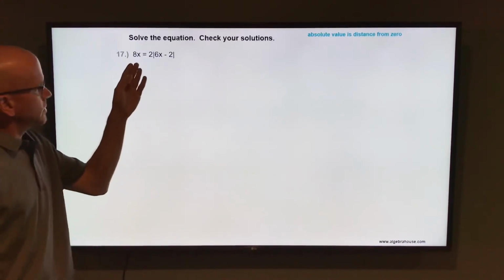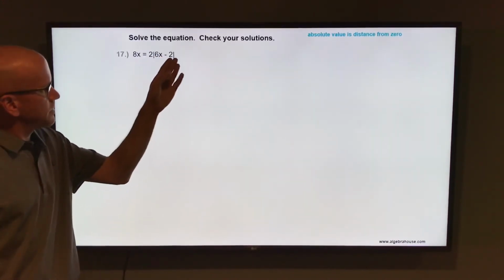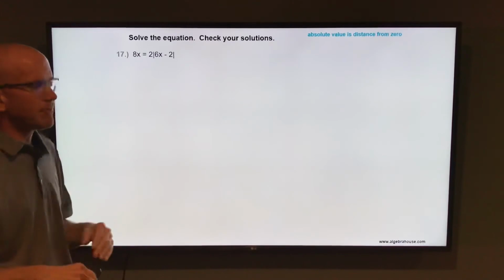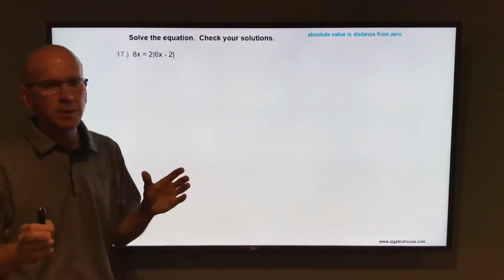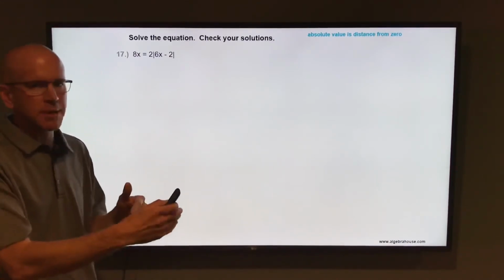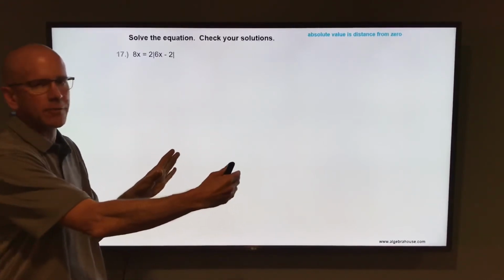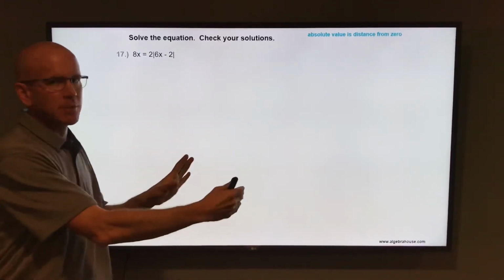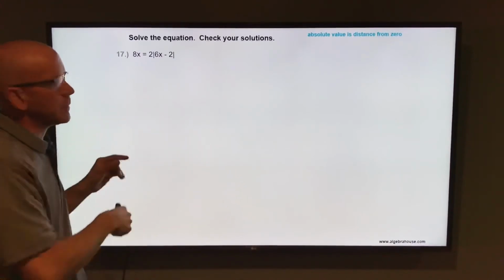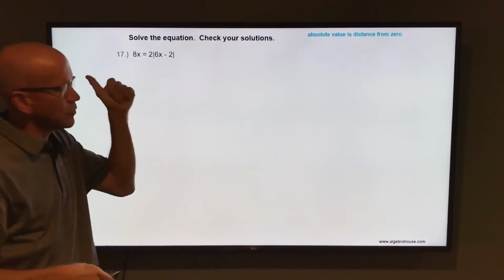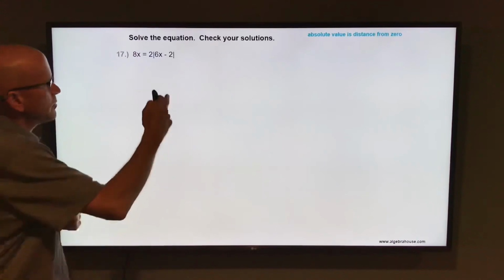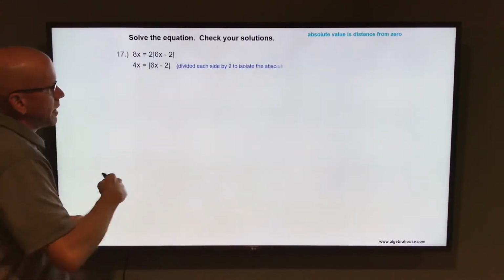Here we have 8x is equal to 2 times the absolute value of 6x minus 2. Before you do anything else, we need to isolate the absolute value. Get the absolute value to one side, everything else to the other side. In this case, the absolute value is on the right. Doesn't matter whether it's left or right. Just want to isolate it to one side, get everything else away from it. So that 2 needs to be moved to the left side.